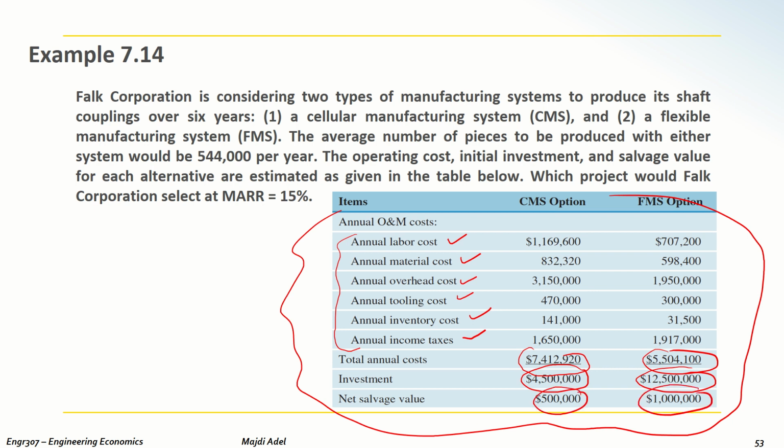Now, this example is a little bit different. We have two mutually exclusive alternatives, but both of them are investment projects. We can still compare mutually exclusive alternatives even though they are investment projects. If you see that there is no revenue in this case, the revenue is the same for both projects. Therefore, they are investment projects because the revenue doesn't change whether I choose the CMS option or the FMS option. The revenue is the same.